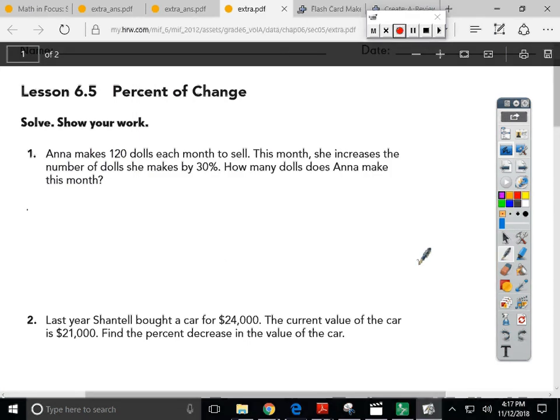Welcome to Lesson 6.5, Percent of Change. This is the worksheet that comes from the extra practice pages in Math and Focus. This is actually from our 6th grade course book, but we are covering this in 7th grade math currently. So our 7th grade math students are expected to be able to master this concept. It's going to appear on our 7th grade math test over percent, coming up pretty soon here.